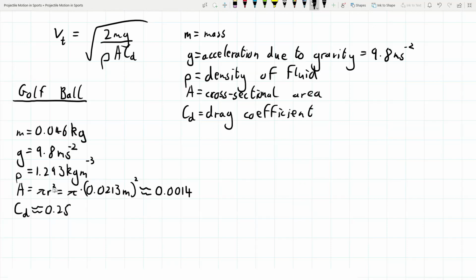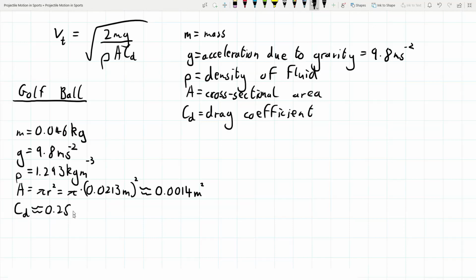The cross-sectional area, well, it's going to be a sphere, so the cross-sectional area is just the area of a circle, which is pi r squared. So that's pi multiplied by the radius of a golf ball, which is about 0.0213 meters. Again, it has to be in SI units, meters, not centimeters. You can look up all these values online, but it's a lot of different links, so I'm not going to list them in the sources. Anyway, when you evaluate this, you get pi times this squared, about 0.0014 meters squared as the cross-sectional area, and the coefficient of drag is about 0.25.